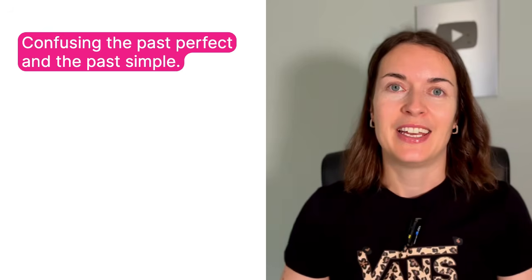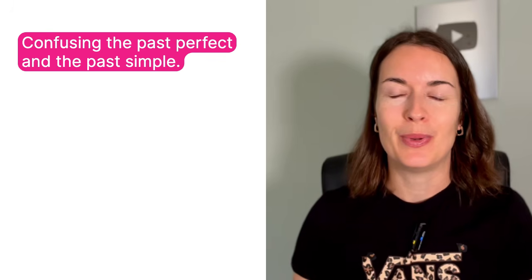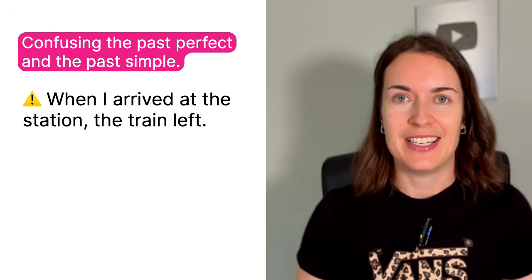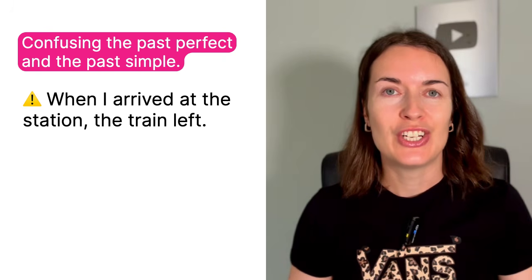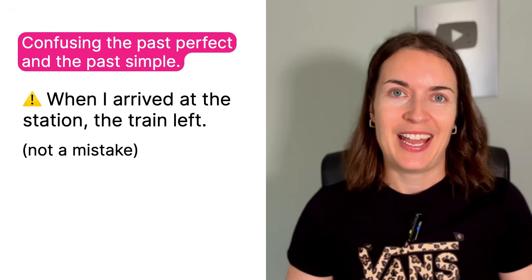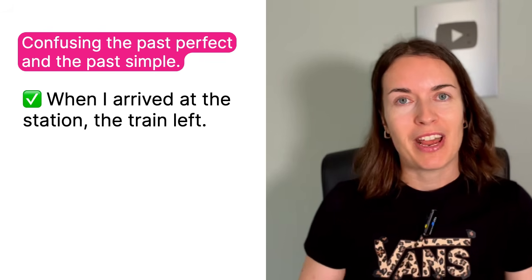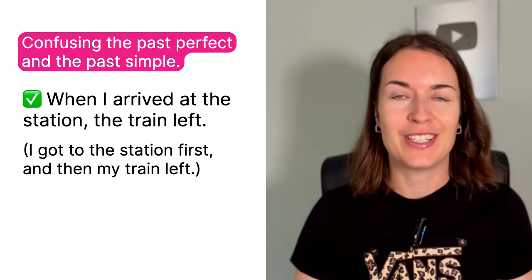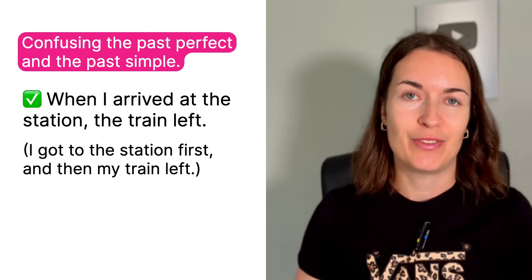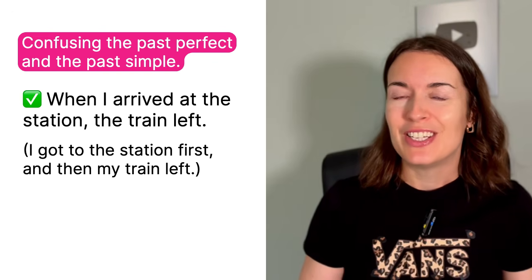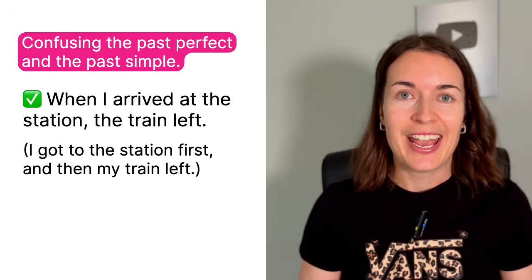The next mistake is confusing the past perfect and the past simple and using them incorrectly. So look at this sentence. When I arrived at the station, the train left. This is not a mistake. The sentence is correct, but this sentence means that I got to the station first and then my train left. So my train left after I got there. So maybe this is not what you're trying to say.